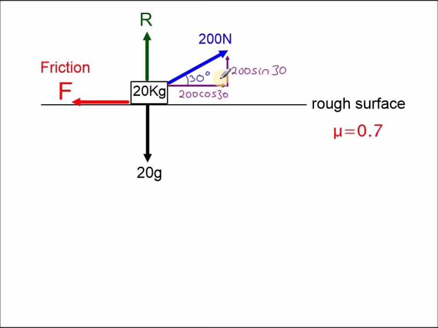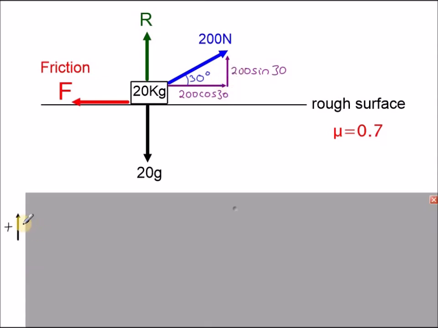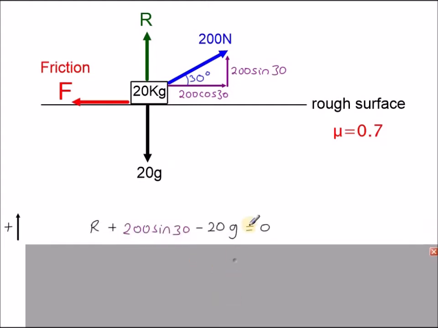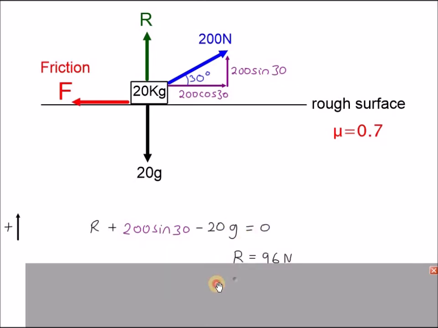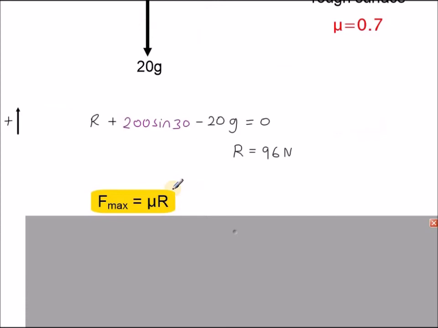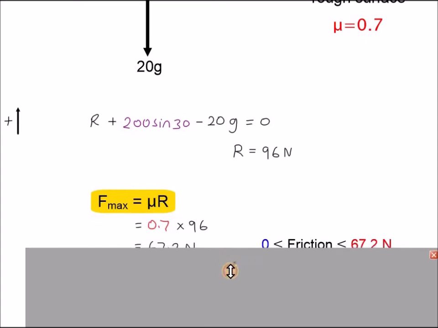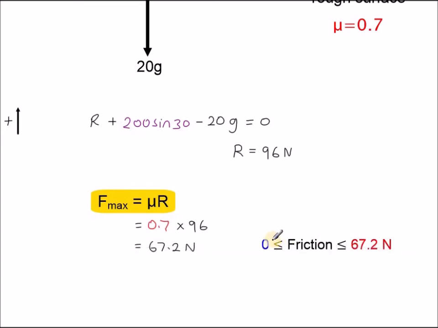Our two components, and this is our right angle triangle, resolving forces vertically. This direction is taken as positive. So we have R plus 200 sin 30 minus 20g is equal to 0. The resultant force vertically is 0. There is no acceleration vertically, nothing going on in the vertical direction. So solving to work out, R is equal to 96 newtons. And now using F equals mu R, we can work out the maximum frictional force that's possible. So multiplying, that gives us a friction value between 0 and 67.2 newtons.